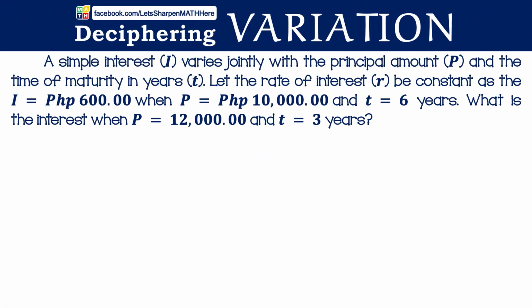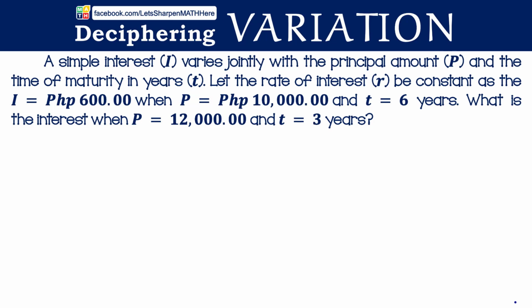A simple interest I varies jointly with the principal amount P and the time of maturity in years T. Let the rate of interest R be constant, as I is equal to 600 pesos when the principal amount is 10,000 pesos and time is for 6 years. What is the interest when the principal amount is 12,000 pesos and the time is 3 years?